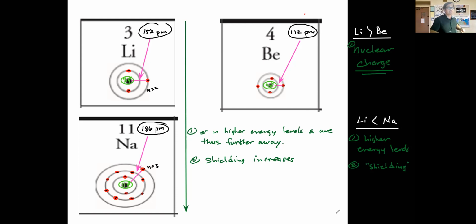Okay. All right. So there it is. So now we have a basis for an explanation for the period trend. And so we have the period trend here and the group trend here. So please make sure that you are able to understand this and be able to explain it. That's how we can explain the differences in the sizes of the different atoms. Okay, so that's how we were able to explain it. All right, very good.